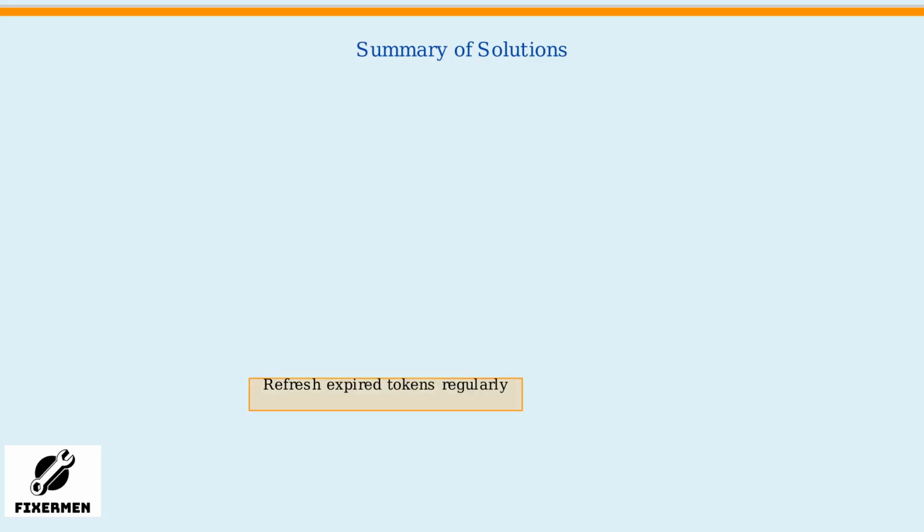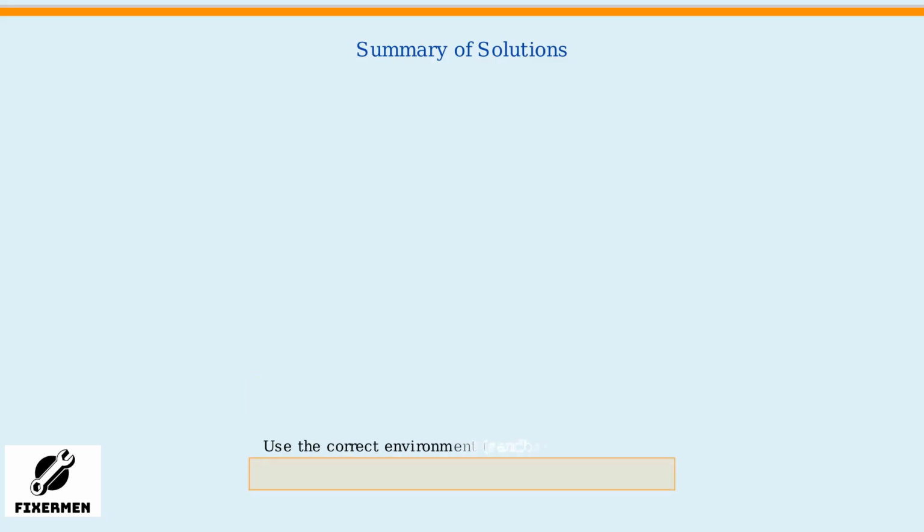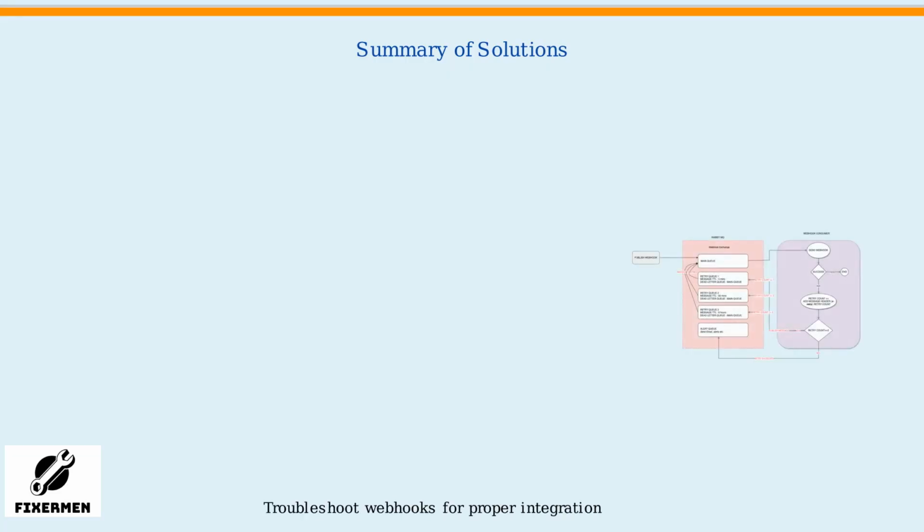Fourth, refresh expired tokens regularly to maintain valid access to PayPal's APIs. Fifth, ensure you are using the correct environment, switching between sandbox for testing and production for live operations. Finally, troubleshoot webhooks by checking their configuration and retry mechanisms to ensure proper integration.